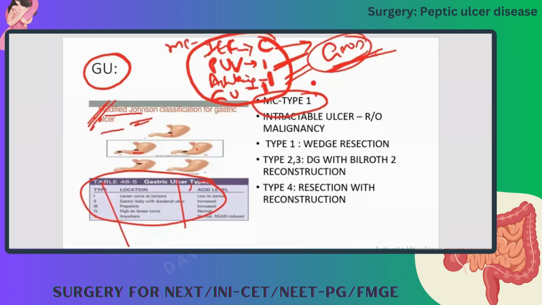When a patient comes to you, you give some proton pump inhibitors. His symptoms should subside. If he has recurrent episodes of pain, then you always have to suspect malignancy in a gastric ulcer. In duodenal ulcer, they rarely turn malignant. Gastric ulcers frequently turn malignant. So you have to keep them on follow up and do an endoscopy. Okay?